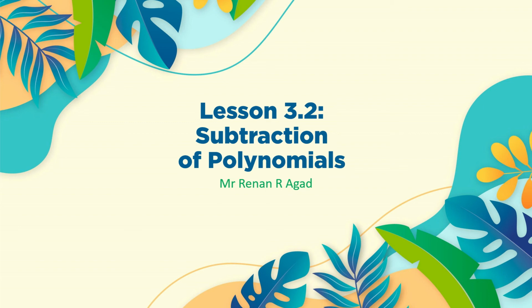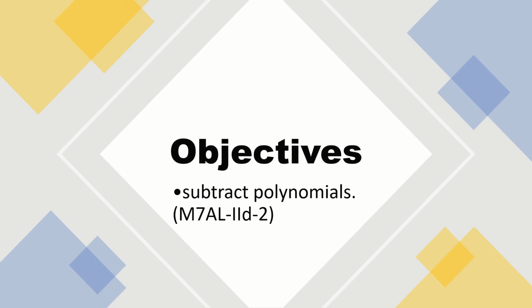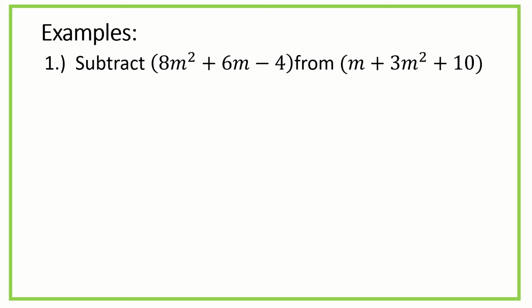Lesson 3.2 Subtraction of Polynomials. In this lesson, we will learn how to subtract polynomials. So let us have an example. We're asked to subtract 8m squared plus 6m minus 4 from m plus 3m squared plus 10.